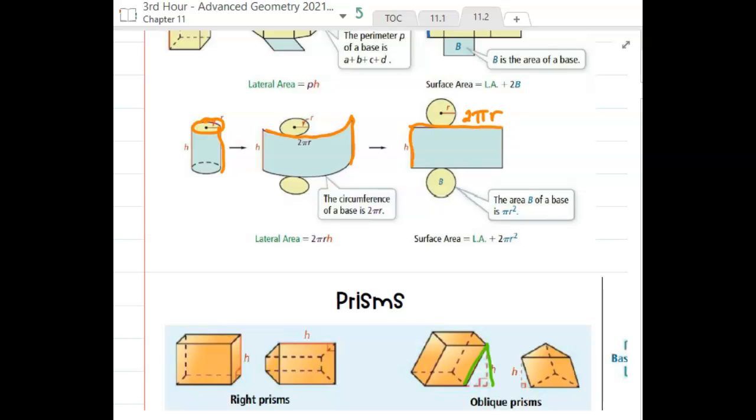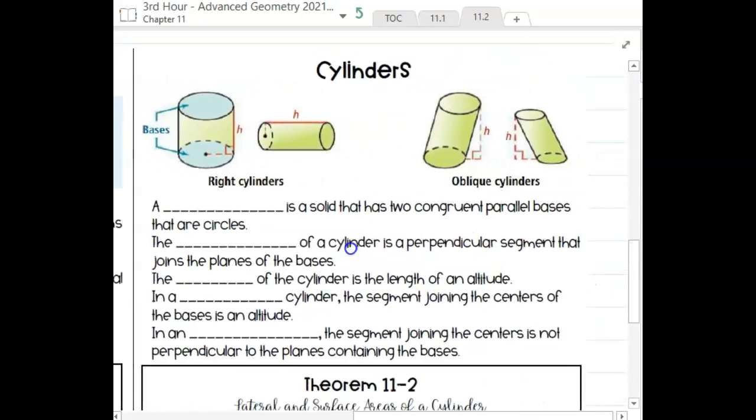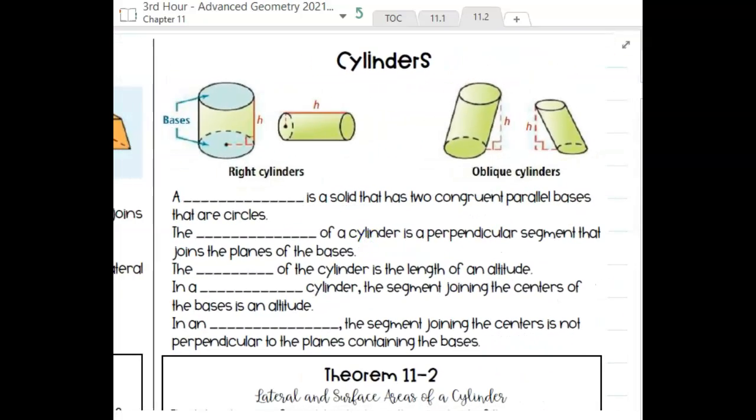So once again, still kind of doing it in 2 pieces, but the cylinders are going to be much simpler. So let's go back. A lot of this vocabulary is going to be the same before we look at an example. A cylinder, a solid that has 2 congruent parallel bases. Both of them are circles.